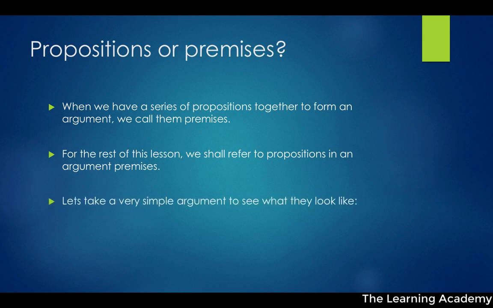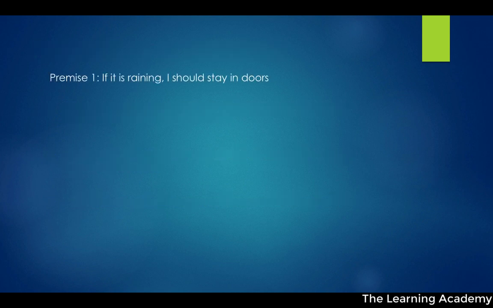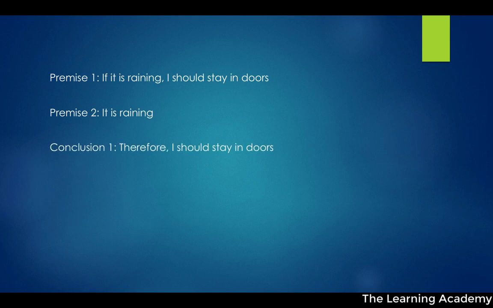So let's take a very simple argument to explain what we mean. It's easier to show you what it looks like rather than to explain it. Okay, so premise 1, we have the first premise here, and the premise is a proposition that is, if it is raining, I should stay indoors. Okay, if it is raining, I should stay indoors. Premise 2 is, it is raining. Again, another proposition, and the conclusion we can draw from these two premises is, therefore, I should stay indoors.